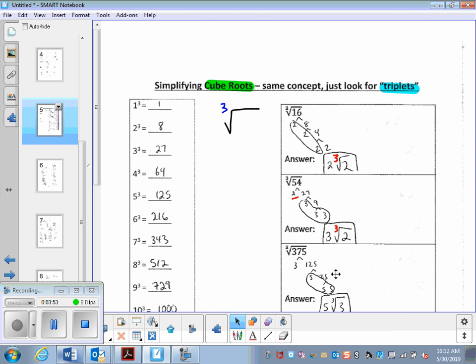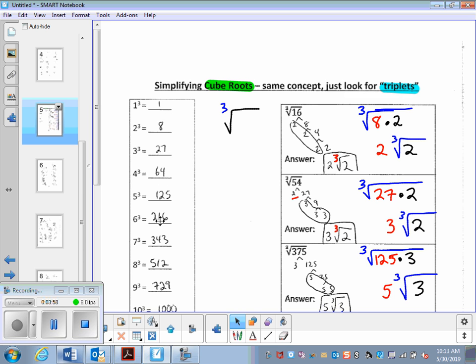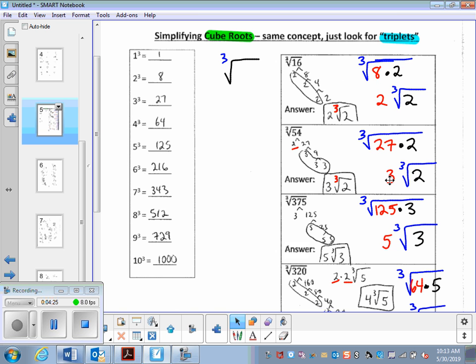Now I'm going to come through and show you the shortcut, and you're less likely to use the shortcut here because you probably don't have this list of perfect cubes memorized. But 16, for example, 8 is a factor of 16, and it is a perfect cube. So 8 times 2 gives me the 16, and since 8 is a perfect cube, if I take the cube root of it, I get this 2, and then I have the 2 left underneath the radical. Same thing here for the next one. 54 is the product of 27 and 2, and 27 is a perfect cube. So the cube root of that 27 is 3. That's out here now, and then 2 is on the inside.